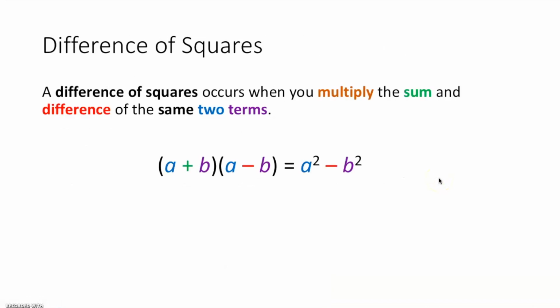Now, difference of squares. This is one of the two special cases we're going to talk about today. A difference of squares occurs when you multiply the sum and difference of the same two terms. So here you have a sum and a difference of the same two terms: a plus b times a minus b. Anytime that happens, you can use a shortcut and say a plus b times a minus b has to equal a squared minus b squared. And we'll do a bunch of examples of this to make sure you got it.